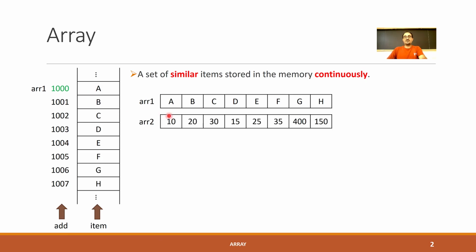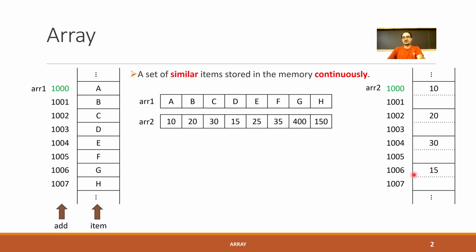But let's suppose that we have another array like this, and it's going to keep integer values, and each integer value needs 2 bytes of the memory. Then the address of the elements will be like this, that the first element needs 2 bytes of the memory starting from 1000, and then the next element will be stored in the next 2 bytes starting from 1002, and so on.